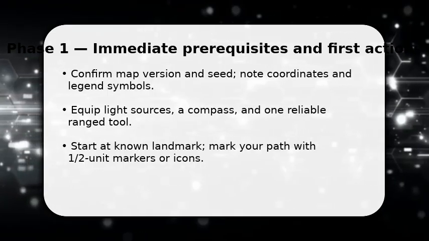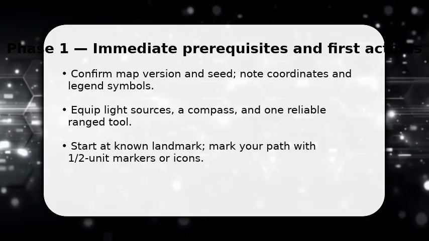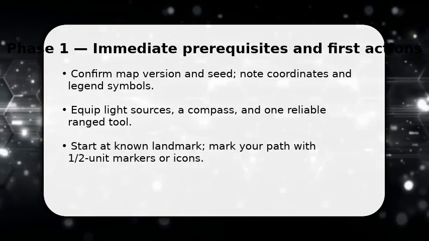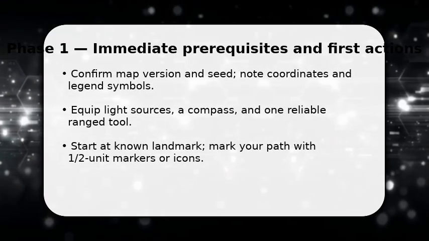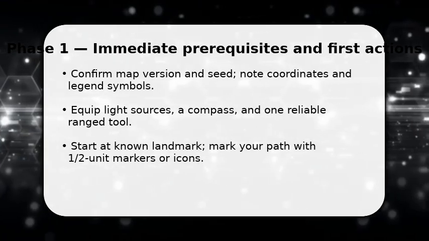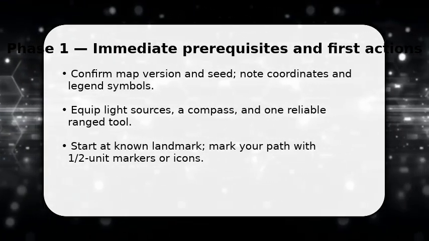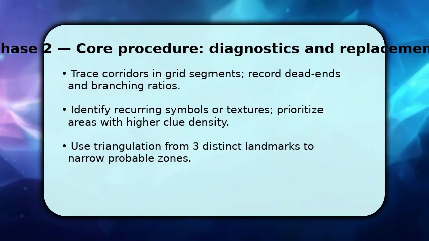Move in straight lines, place small 1/2 unit markers, and log notable features. Make sure to record coordinates as you go, because consistent data lets you predict where clusters of clues will appear later. You continue by building a local map.